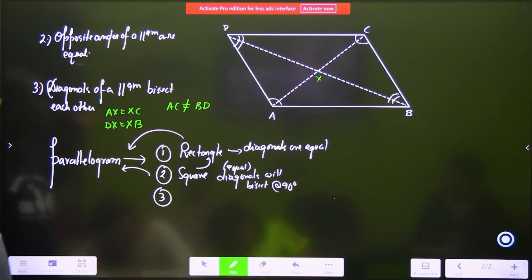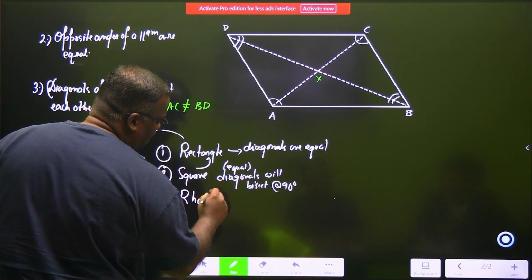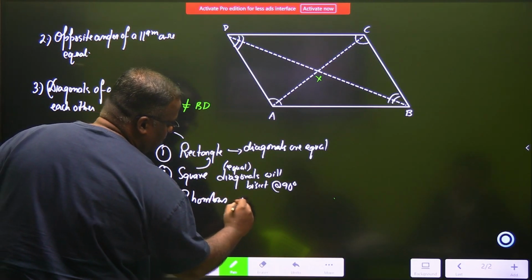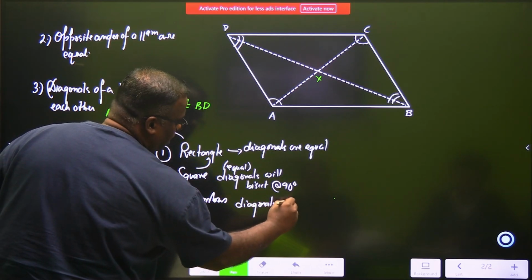ट्रपीजियम पैरेललोग्राम हो ही नहीं सकता है. रोम्बस. ट्रपीजियम कैसे पैरेललोग्राम होगा? उसका एक साइड पैरेलल होता है, दूसरा साइड पैरेलल ही नहीं है. ओके, रोम्बस. अच्छा, रोम्बस में क्राइटेरिया क्या होगा? जरा डायगोनल्स को देखिए. डायगोनल्स आर अनइक्वल.